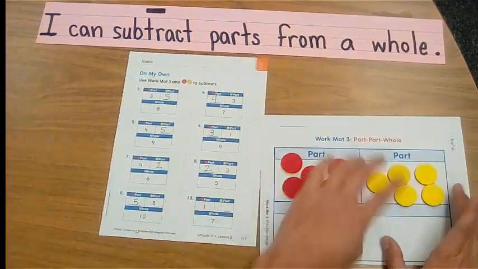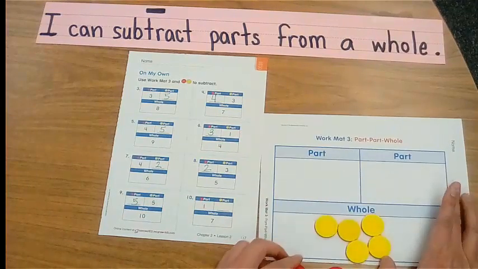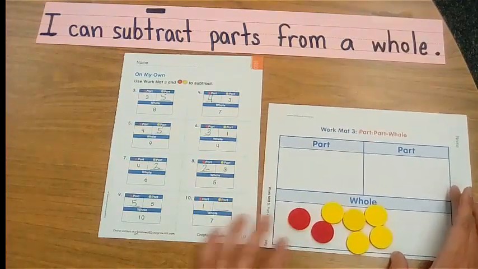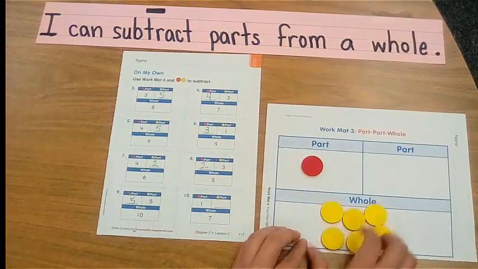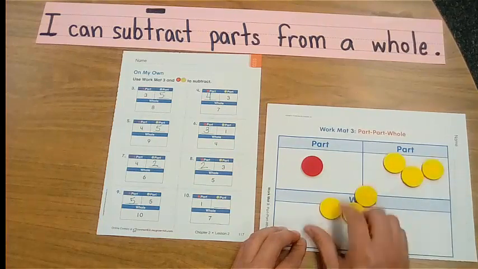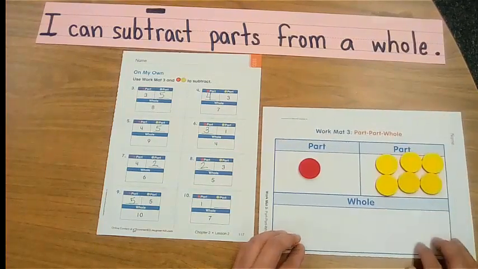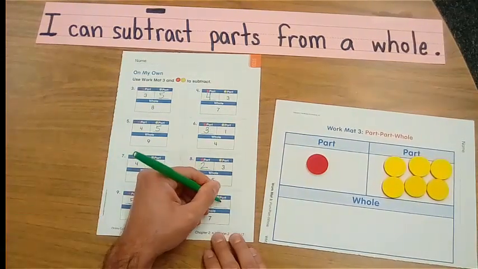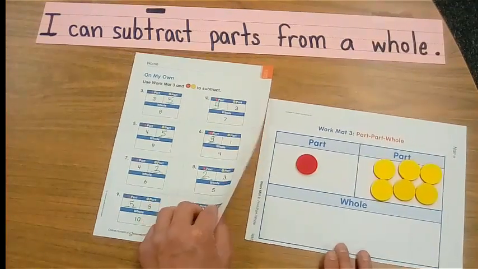Great job. Okay, so now it says I have 7 counters. So let's put 7 counters in here. And only one of them is red, and the rest are going to be yellow. So I have 1 red one, and then I'm going to move the rest over here into the yellow box. And how many yellow do I have? 6. Great job.